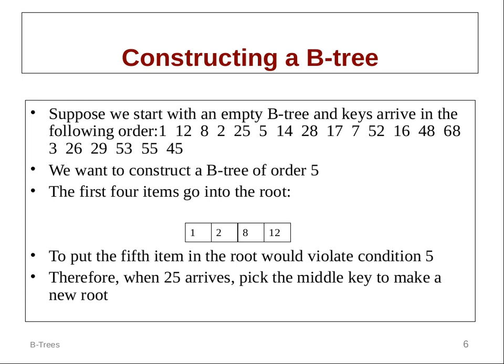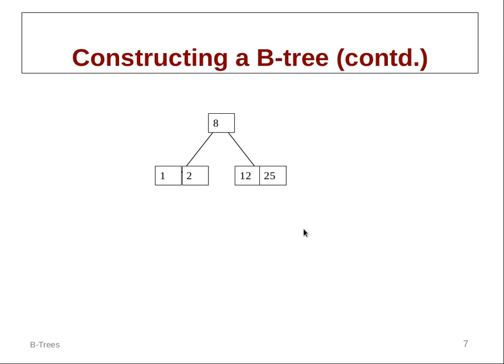So we can't have 1, 2, 8, 12, 25 because it's order of 5. So we need to do something else. And what we do is, since the 5 would go right here, we take the 8, promote it to the new root, and have the left go to 1 and 2, and have the right go to 12 and 25. Like that. Anyone see that?